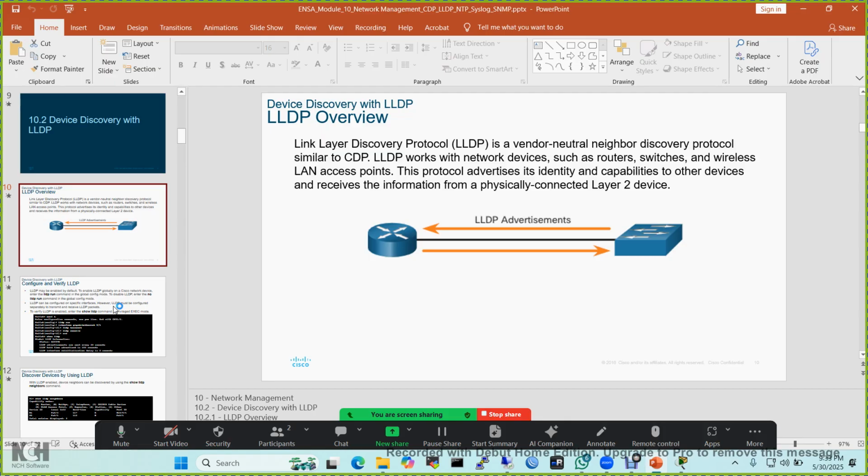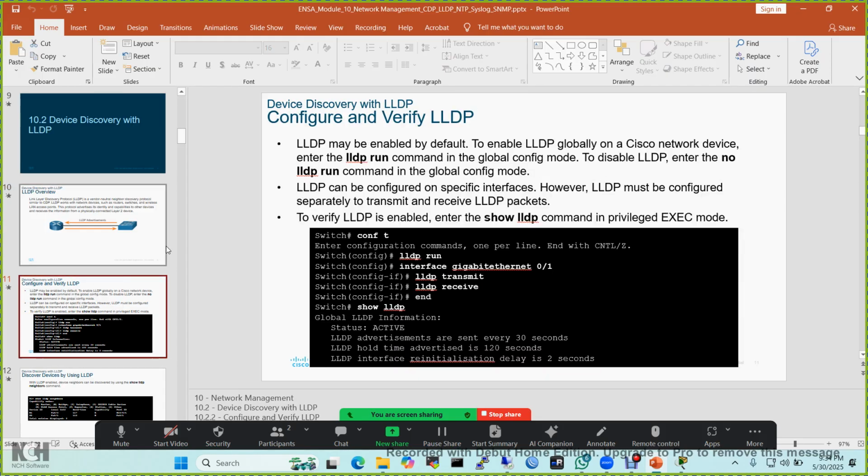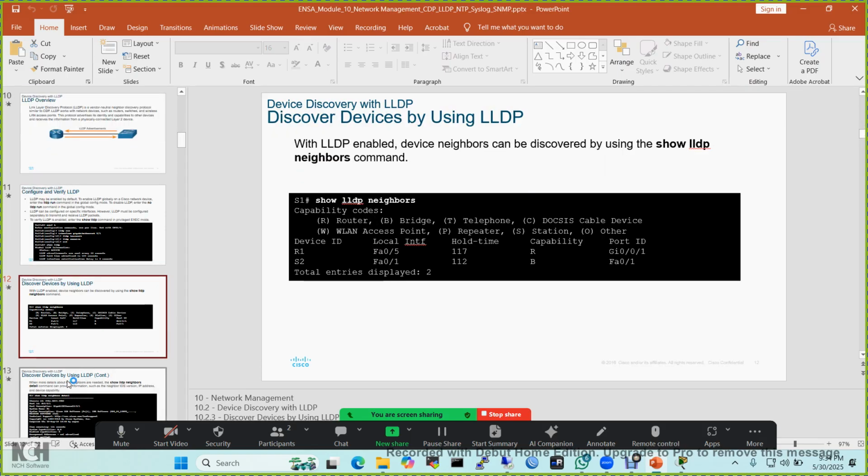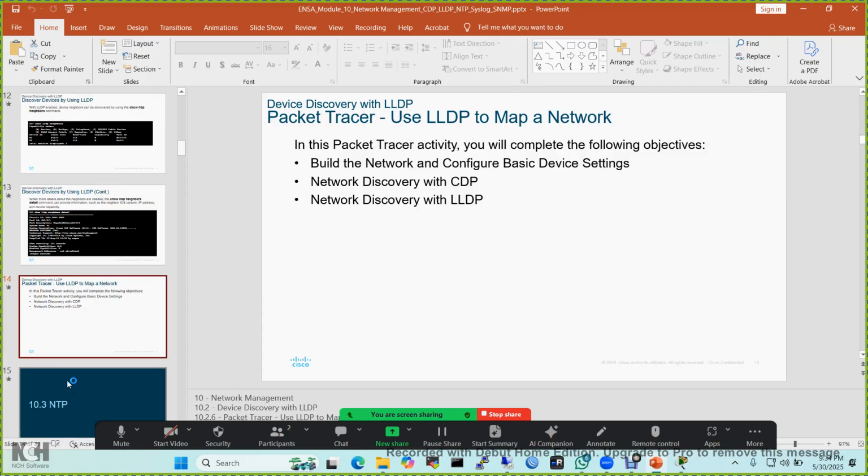Sorry, in ether channeling there are two protocols. One is LACP, another is PAgP. Okay, these are the layer 2 protocols. Yeah, all done.